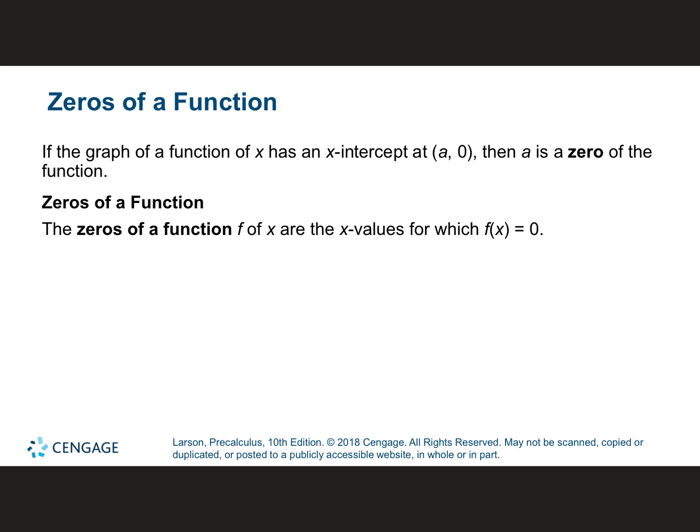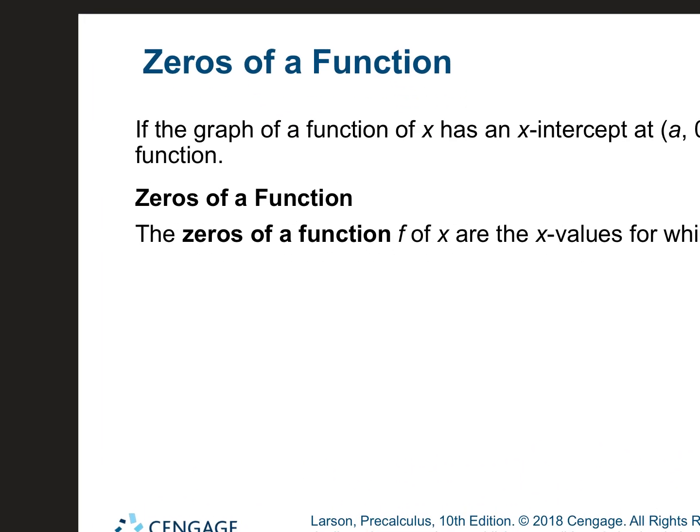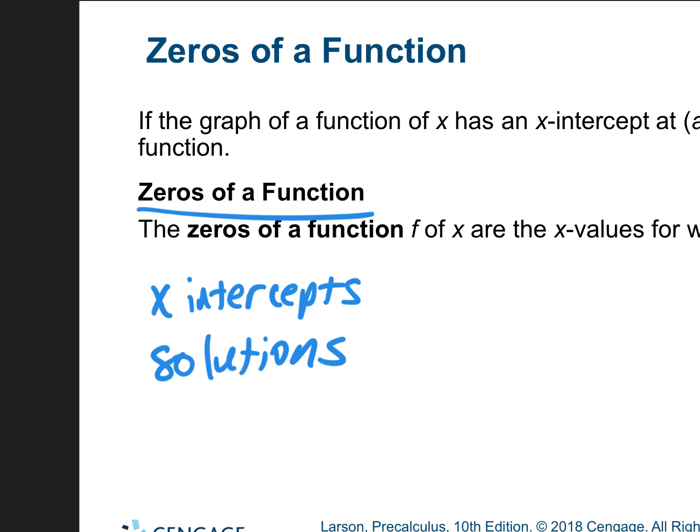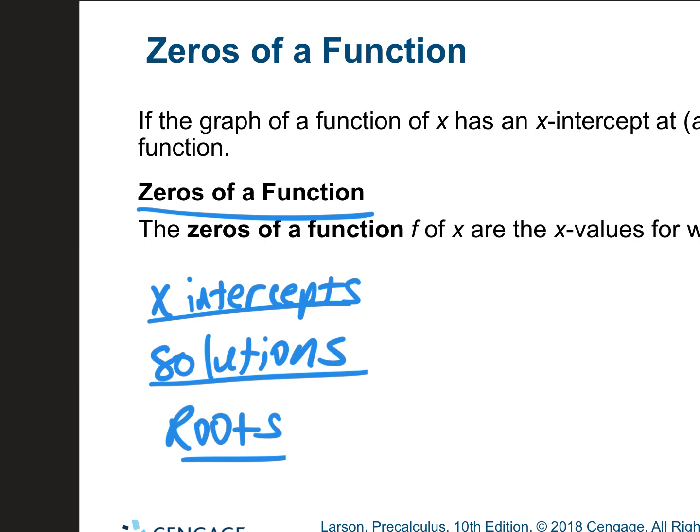So the first thing I want to remind you, if you guys don't remember, is what zeros of a function mean. Zeros of a function, another way we can call them are x-intercepts. That's where the graph crosses the x-axis, right? Zeros of a function are also called solutions. So we have zeros, x-intercepts, solutions, or roots. All of those things mean the same thing. If you have directions and it says find the solutions, that means x-intercepts. If it says find the roots, that means x-intercepts. If it says the zeros, that means x-intercepts.